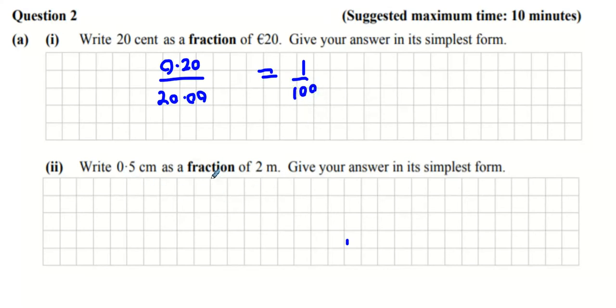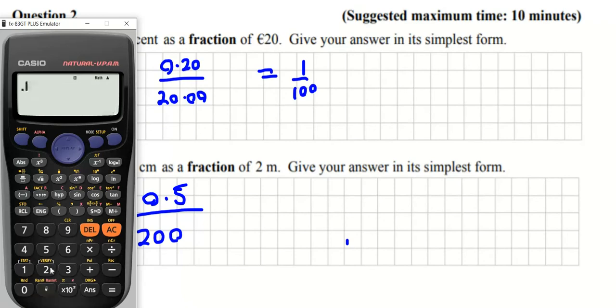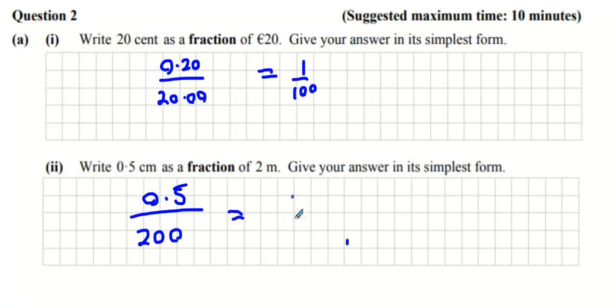Next one, write 0.5 centimeters as a fraction of 2 meters. So we've got 0.5, but 2 meters is 200 centimeters. So it's 0.5 divided by 200, which is 1 over 400. Okay.